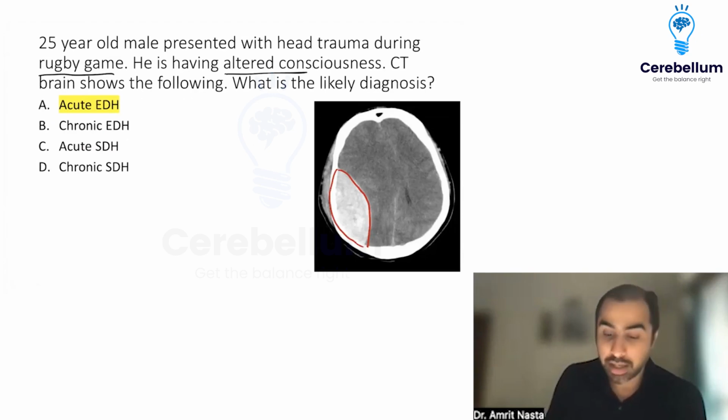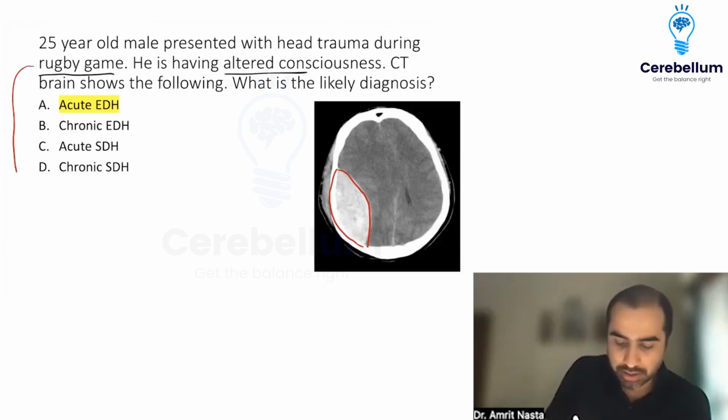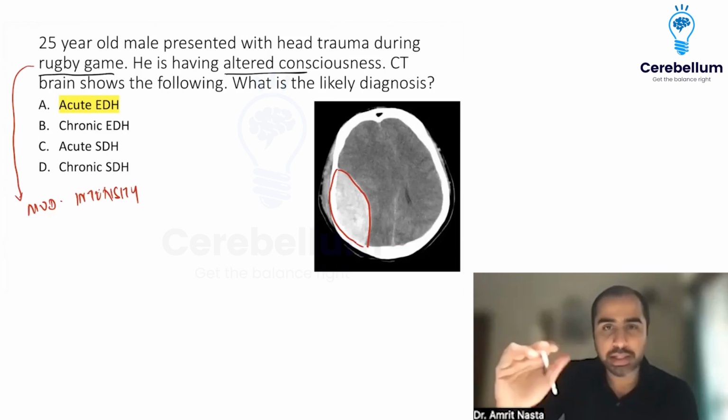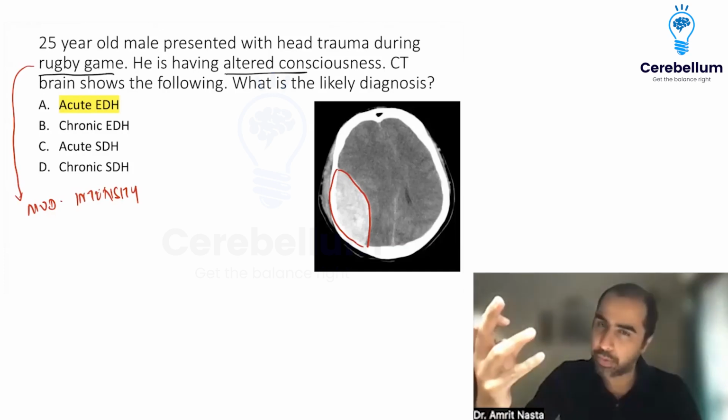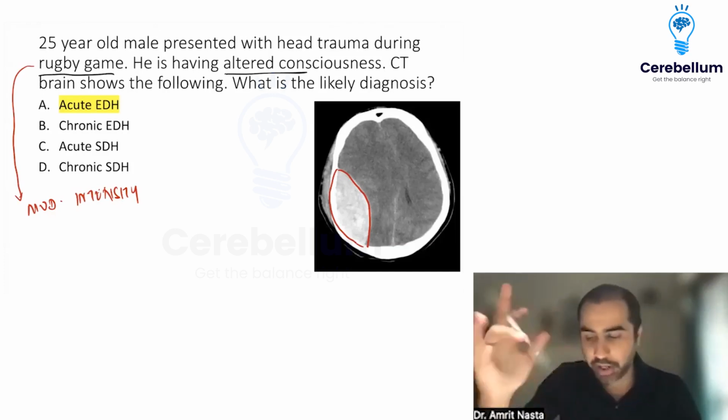Why did I say rugby game? What is the relation of rugby here? Altered consciousness can be SDH, yes, but the image is showing EDH. So rugby game, because this implies the person had a moderate intensity trauma. SDH will never happen in moderate trauma. SDH will happen in bad trauma. Road traffic accident, fall from a height, you will get SDH.